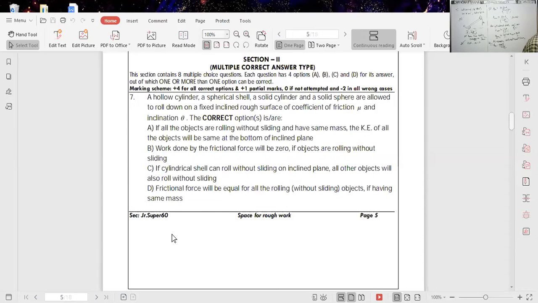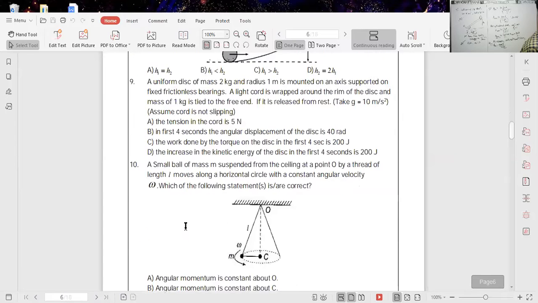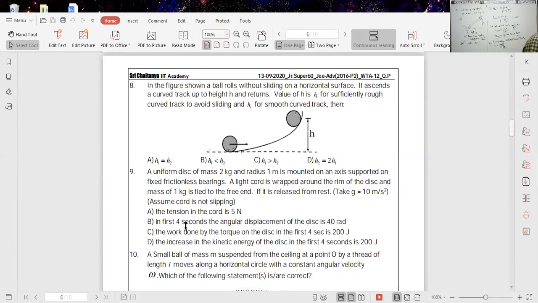Okay, that is the 7th problem. Next, you see the eighth problem. All of you read the eighth problem.